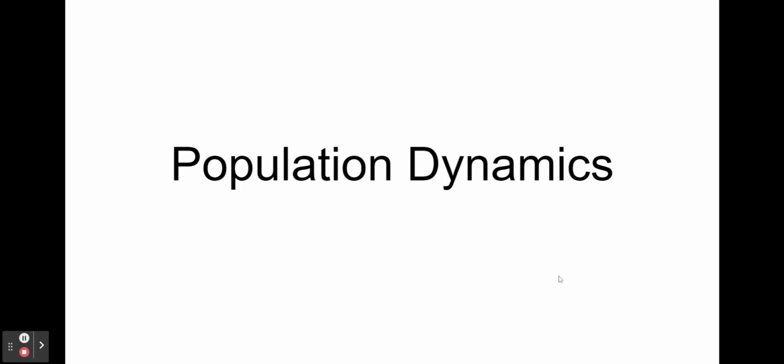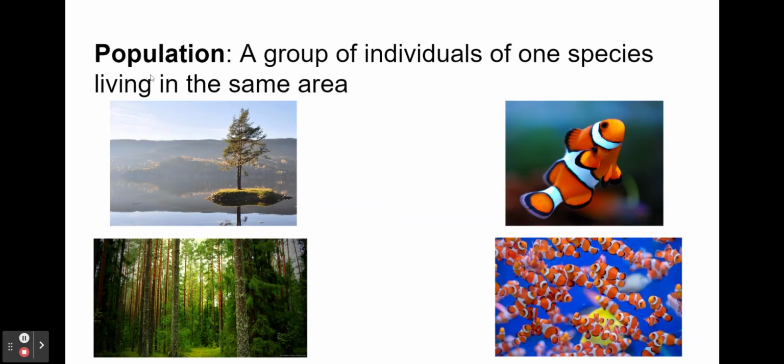Let's get started. So to talk about population dynamics, we have to start by defining a population. This is actually a specific biological concept. A population is a group of individuals of one species that are living in the same area. On the top, we have an individual pine tree and an individual clownfish. On the bottom, we have a population of pine trees and a population of clownfish.